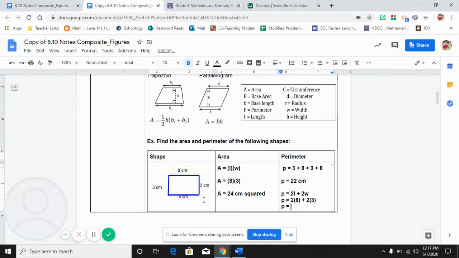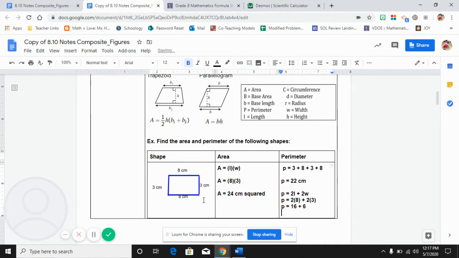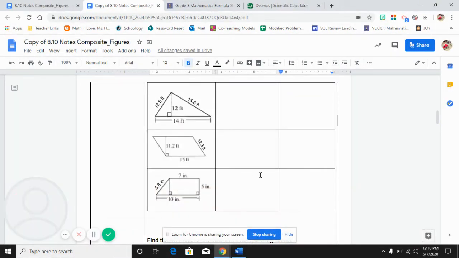So now we can simplify that. 2 times 8 would give us 16, plus 2 times 3 is 6. So our perimeter would still equal 22 centimeters. When we talk about perimeter, it doesn't have to be a unit squared. It's just a length. So we don't need to put centimeters squared. We're just going to put centimeters because we could measure that entire distance around that rectangle and we have a perimeter of 22 centimeters. All right, let's check out this next figure.